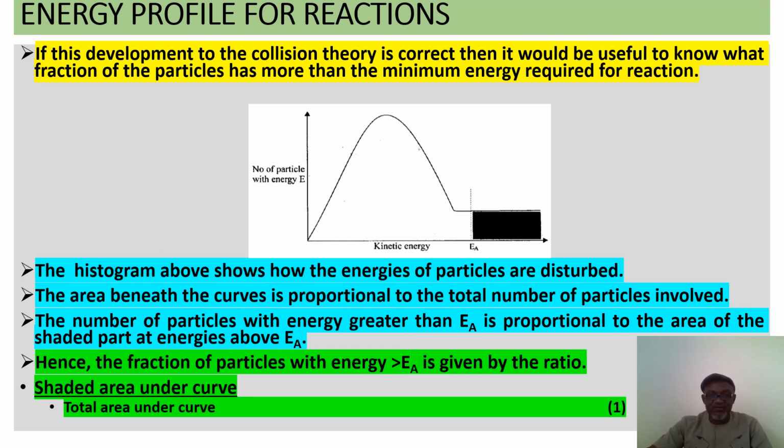The number of particles with energy greater than EA, the place painted black, is proportional to the shaded area above EA. Hence, the fraction of particles with energy greater than EA is given by the shaded area under the curve over the total area. That gives us our fraction.